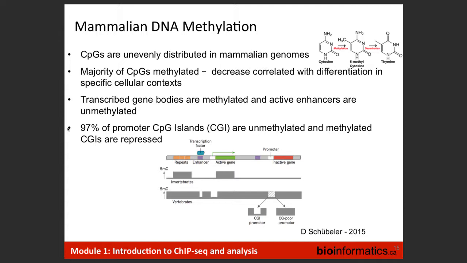So the first thing I want to point out is that CpGs themselves are unevenly distributed in mammalian genomes. And everybody, I'm assuming, knows this. Do people know why this is? Why are CpGs unevenly distributed? I'm sure some of you know. Sarah has to answer in the back.